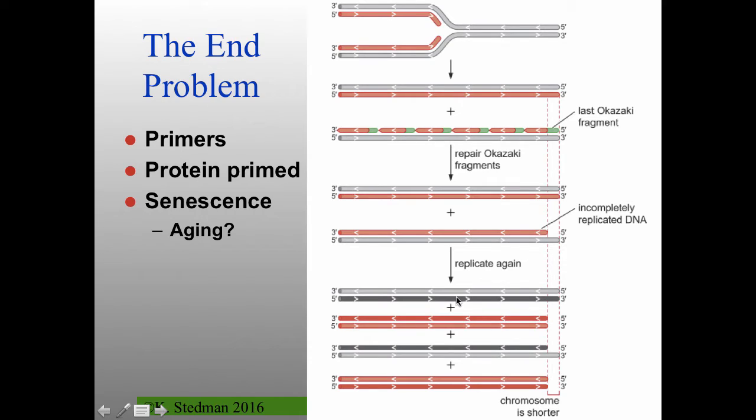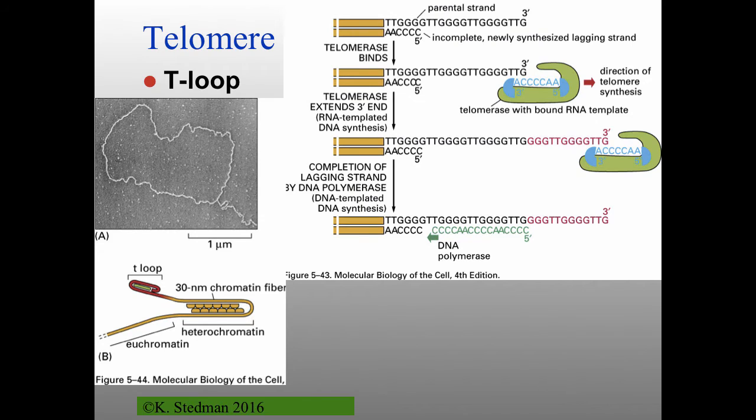This, of course, will get separated in the next round of replication. And what will happen is the ends of your chromosomes will start to get shorter and shorter and shorter, and eventually end up taking up some of the important genes. How is this dealt with, of course, is through the activity of the telomerase.